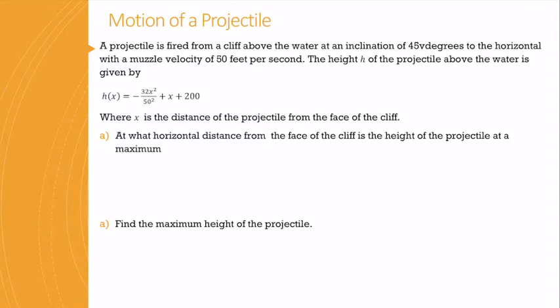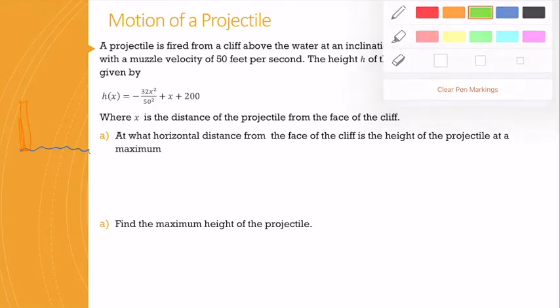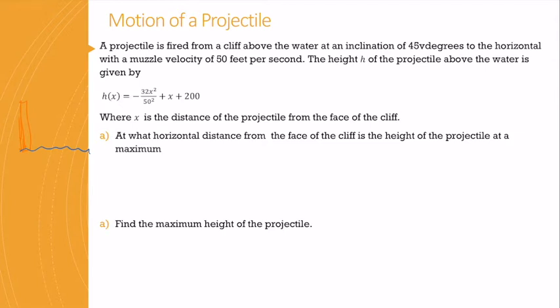A projectile is fired from a cliff above water. So here's my cliff, and then here's my water. At an inclination of 45 degrees to the horizontal with a muzzle velocity of 50 feet per second. The height of our projectile above the water is given by this formula.